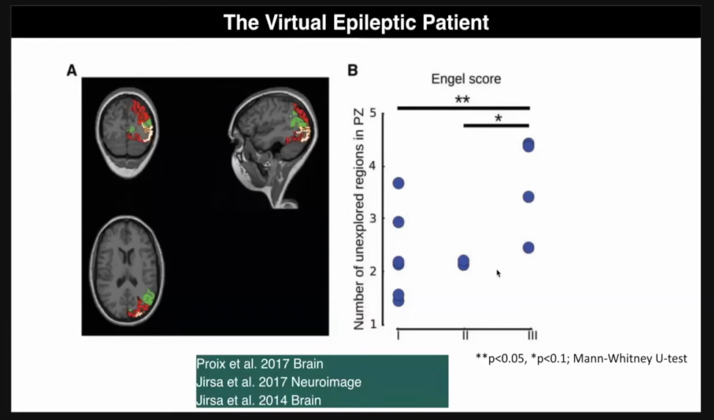So the Engel score 3 indicates that there's no improvement for the individuals. 2 indicates that there is a decrease of the seizure frequency, and 1 indicates that the individuals were seizure-free after surgery. And what has been found was that the divergence, the difference between the predictions of the computer model and the human expert team, was predictive for the outcome for the patient. So in other words, the model was able to predict the outcome of the patient.